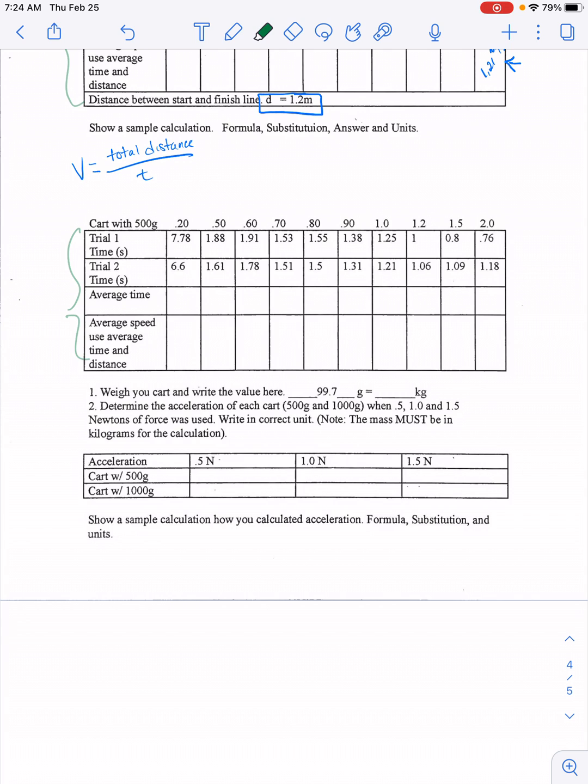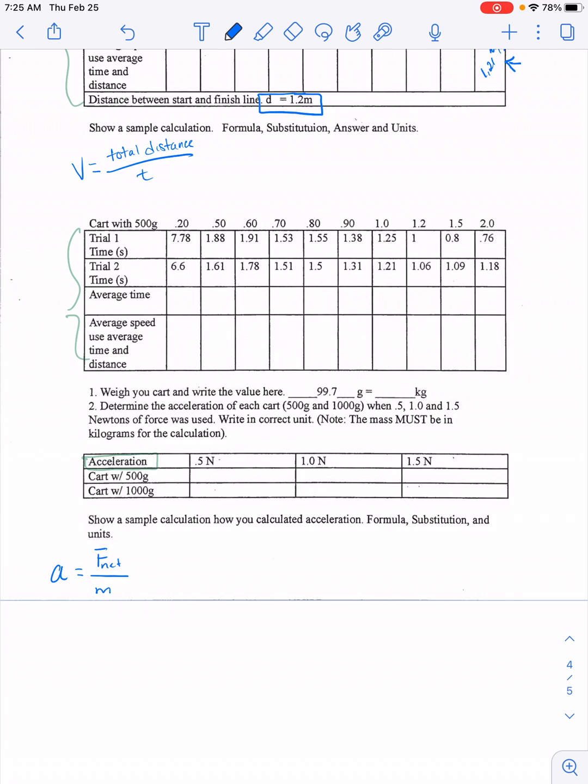We're trying to find acceleration in this table. In our lab, we don't have an initial and final speed. We have an average speed. And so we'll need to find the acceleration using Newton's second law. Newton's second law says that the acceleration of an object is equal to the net force acting on the object divided by the mass of the object.